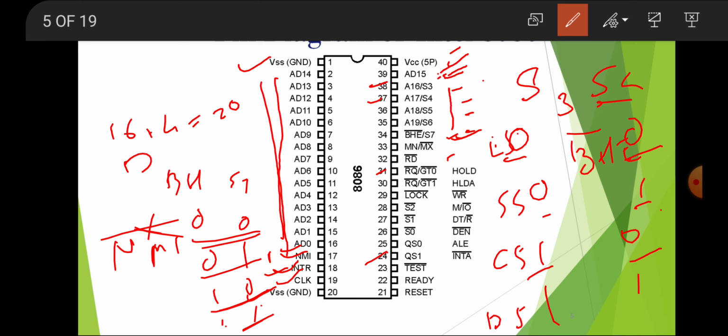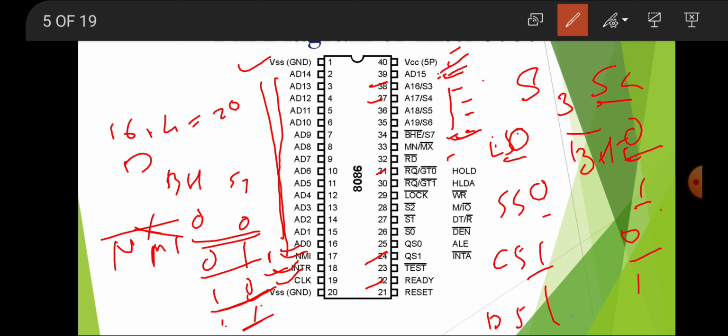Now the next pin, number 22, the READY pin. This is the acknowledgement from the memory or slow device that they have completed the data transfer, and the signal made available by the device is synchronized by the 8284A clock generator to provide the READY input to the microprocessor. Suppose you want to transfer data, then this READY bit is set to 1, which indicates that the microprocessor is ready for processing. So that is how READY works.